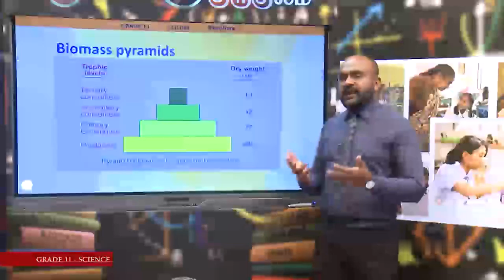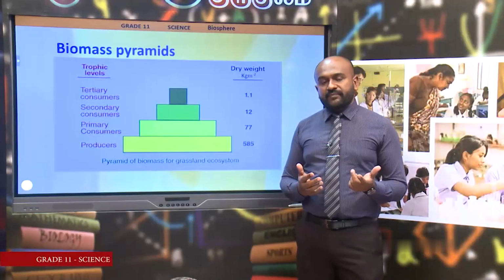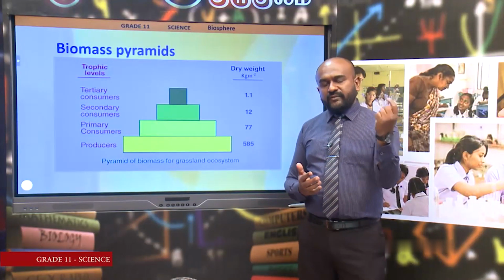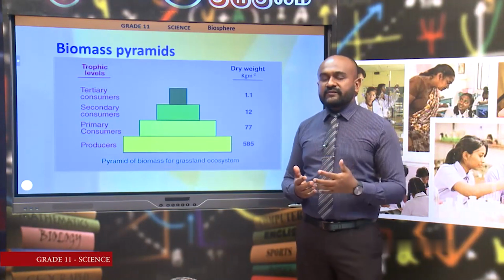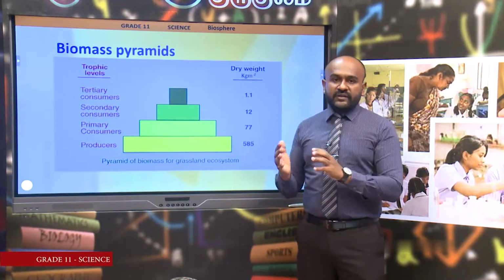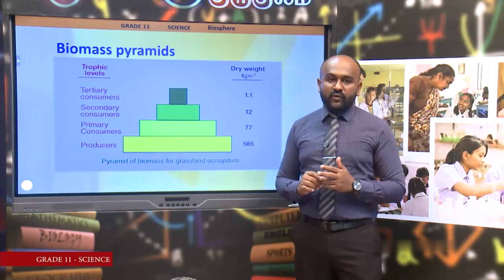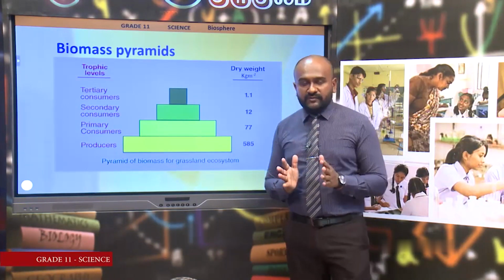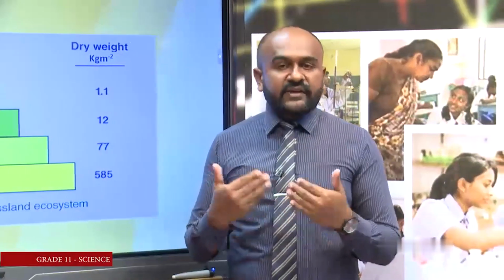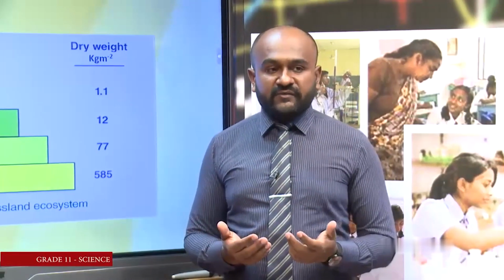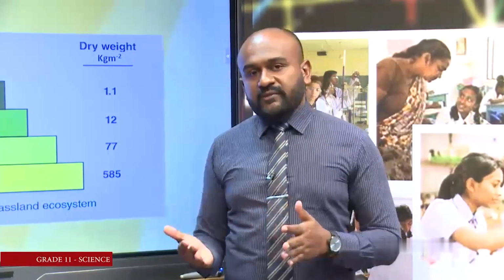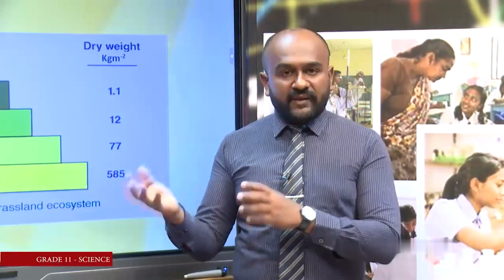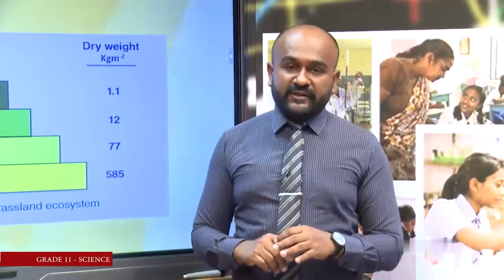But again there is a problem. What is the problem? Can that also be inverted? Yes, that can also be inverted, because it does not consider how fast the organisms grow. As it does not consider how fast the organisms grow, there are instances where the biomass pyramids can also become inverted. To avoid this problem, ecologists have introduced another pyramid called the energy pyramid.